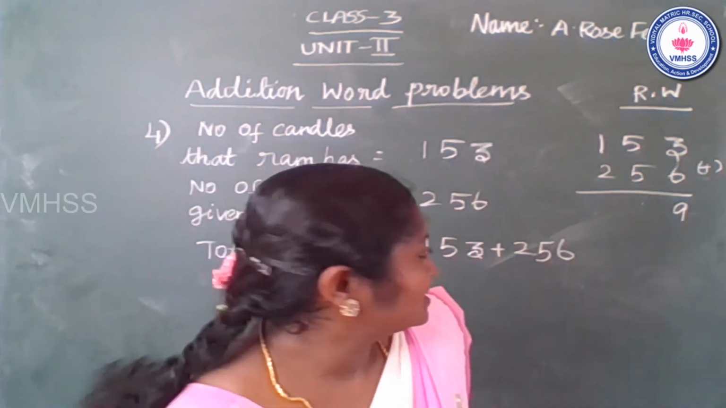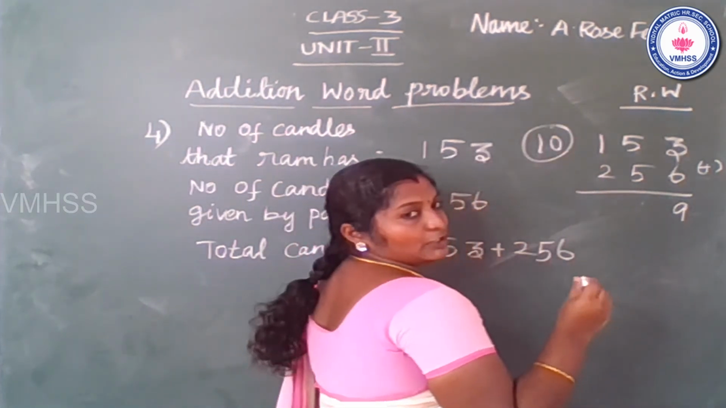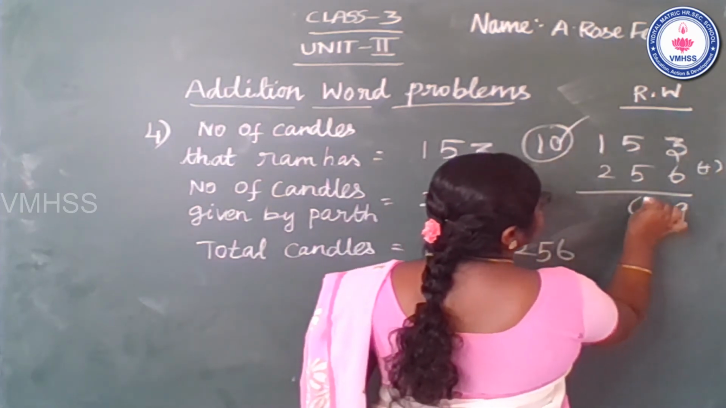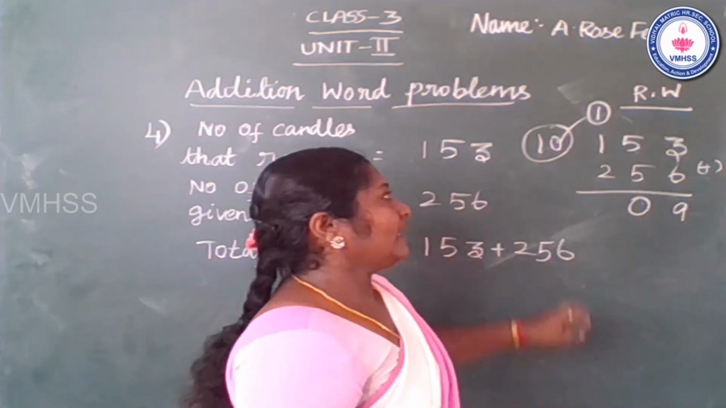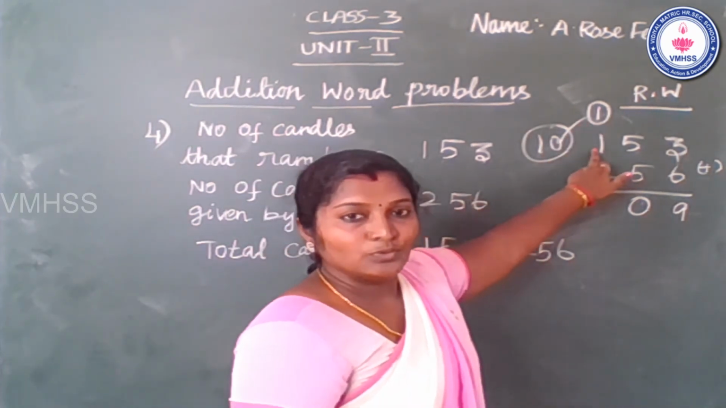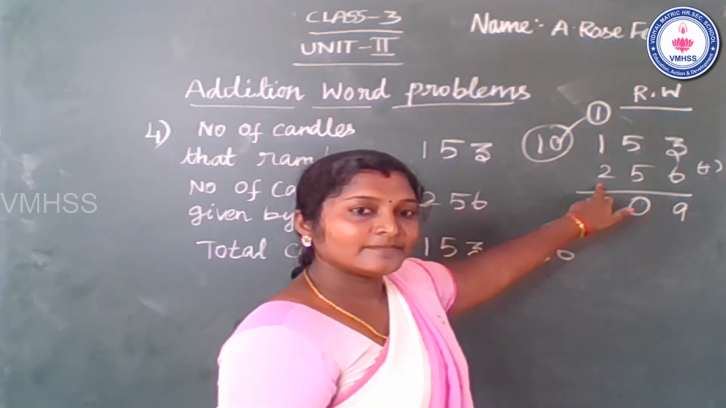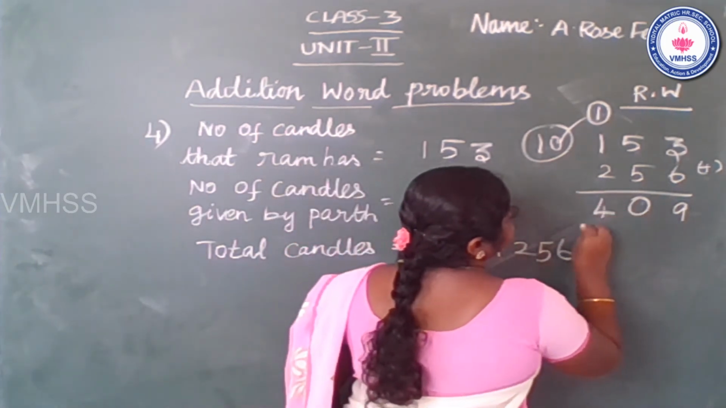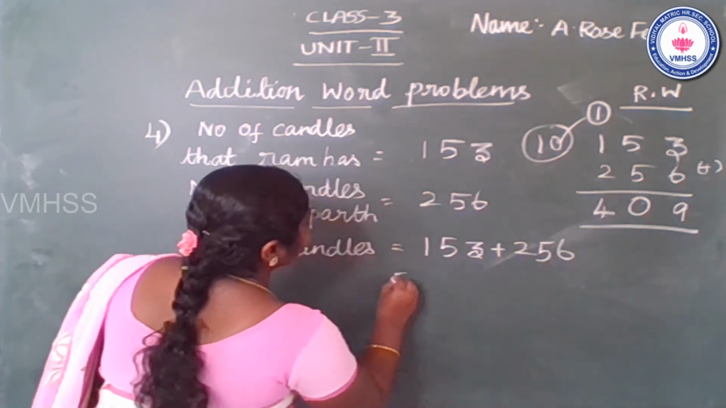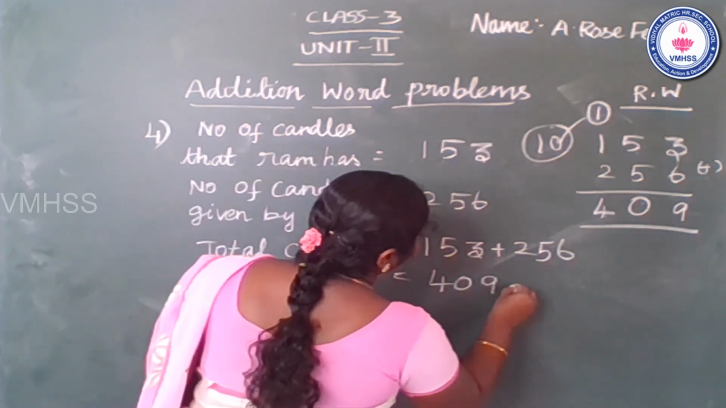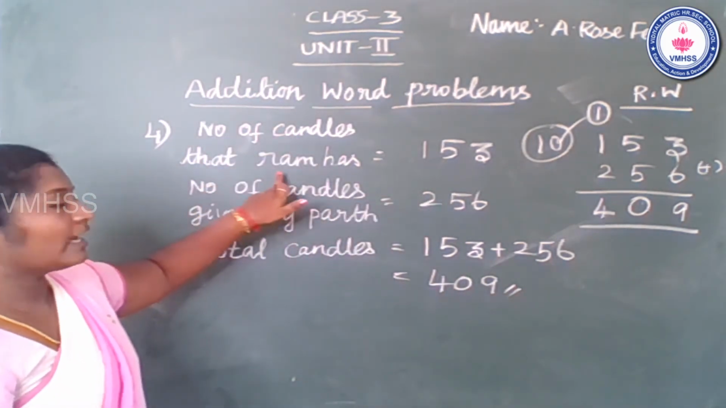Very good. 10 is a 2-digit value. Write 0 in the ones place value and take over the 1 to the next place. So 1 plus 1 is 2. 2 plus 2, what is the answer? Very good, 4. Okay, students. So now we get the answer 409.